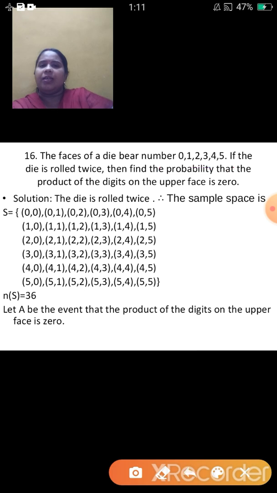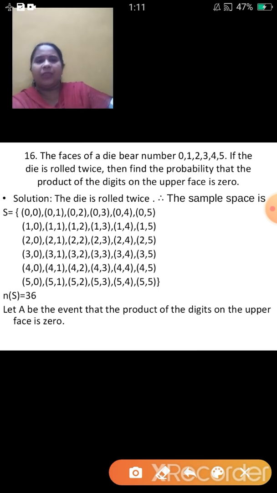In the same way the sample space can be continued further with 1 on the first die. See here, on all the faces I have written 1 and change the number on the second die from 0 1 2 3 4 and 5. Like this, all this can be written, and here also the total number, that is n of S, is equal to 36. Instead of 6 here they have written 0. So like this we are going to change the sample space for a die thrown twice. Then let us go back to the question.